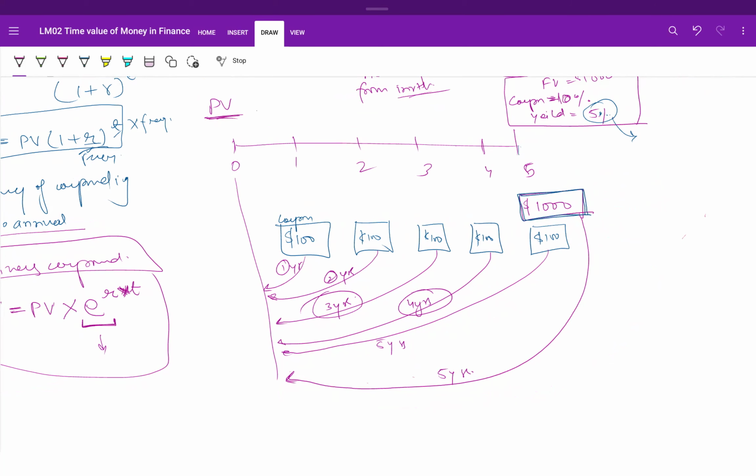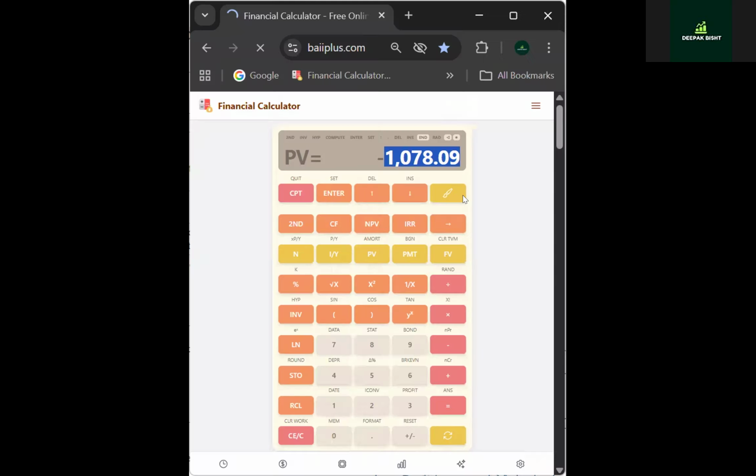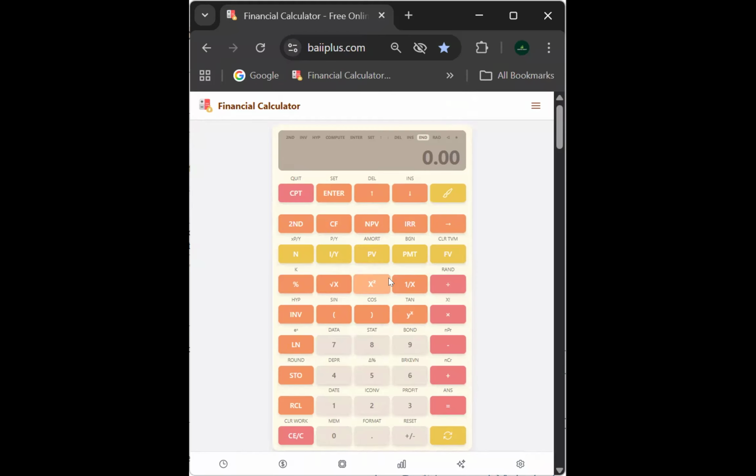And we actually have a function in our calculator to bypass this whole calculation. So let me just share my screen and let's discuss this specific question in our BA II Plus financial calculator, the online version.